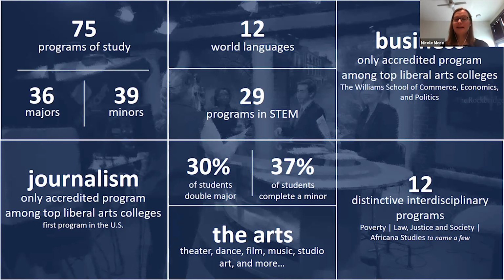We have an AACSB accredited School of Business, the Williams School for Commerce, Economics, and Politics. We also have the oldest journalism program at an American university. We also have an undergraduate program that is very unique. We have a full engineering program on our campus. That combination you almost never find at a top liberal arts and sciences university in the US.